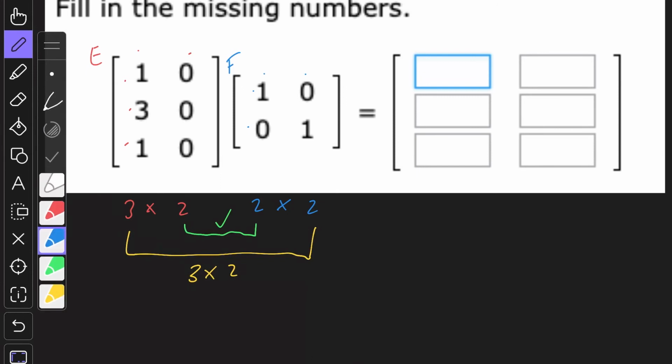All right, so now we got our answer from the calculator. We saw that the first row was 1 0, second row was 3 0, last row was 1 0. We'll hit enter on that and move on to the next example.